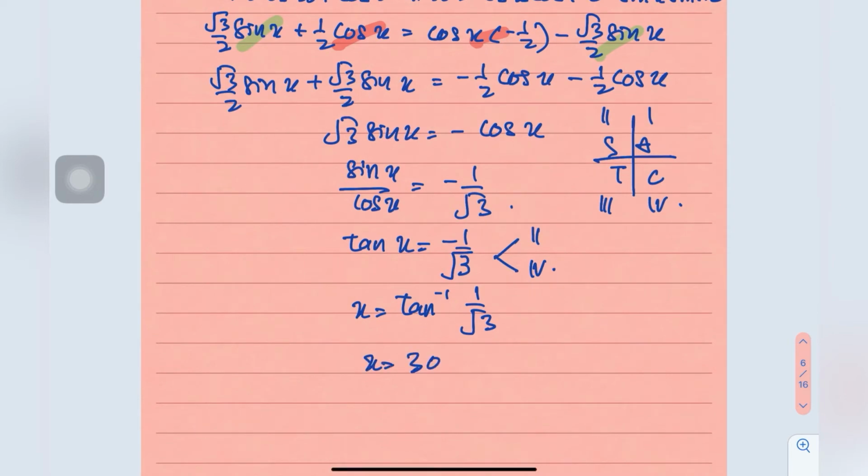Just now we know the angle is in quadrant 2 and quadrant 4. So in quadrant 2, x equals 180 − 30, so 150. In quadrant 4, 360 − 30, so 330 degrees. These are the values of x that satisfy the equation.